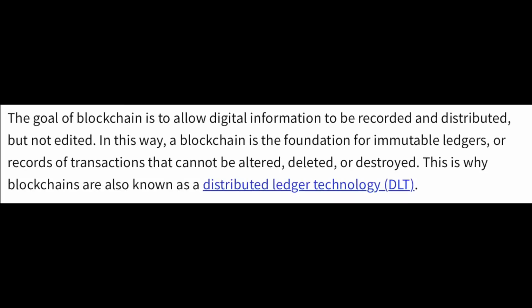Now, what exactly is blockchain technology? Blockchain technology is usually used among cryptocurrencies, but they're starting to use it for Web 3.0 as well. Here's a good definition. The goal of blockchain is to allow digital information to be recorded and distributed, but not edited. This way, a blockchain is a foundation for immutable ledgers or records of transactions that cannot be altered, deleted, or destroyed. This is why blockchains are also known as distributed ledger technology, or DLT.